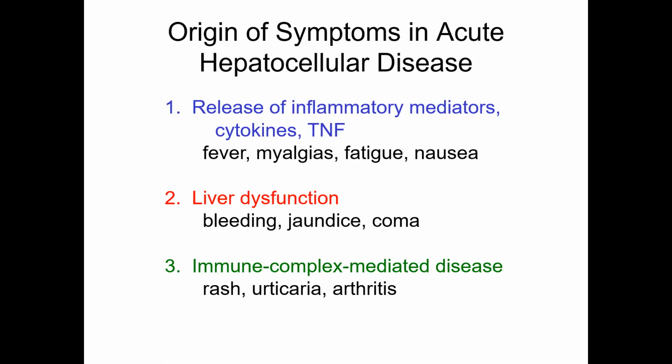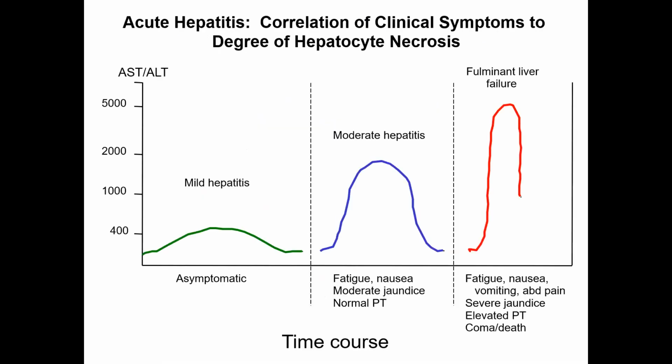Liver dysfunction can also lead to bleeding, of course, because we know it's involved in the production of protein, of coagulation factors. It could lead to jaundice because of the derangement in bilirubin production and excretion. It can eventually lead to coma due to the presence of hyperammonemia. And you could also have immune complex mediated diseases that can lead to the symptoms of rash, urticaria, and even the presence of arthritis.